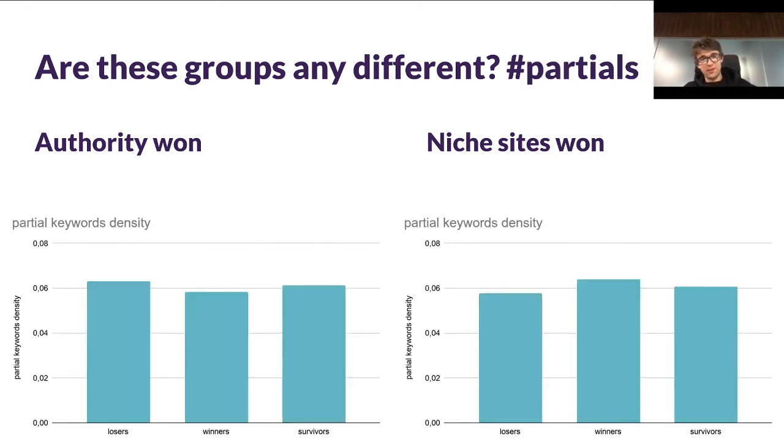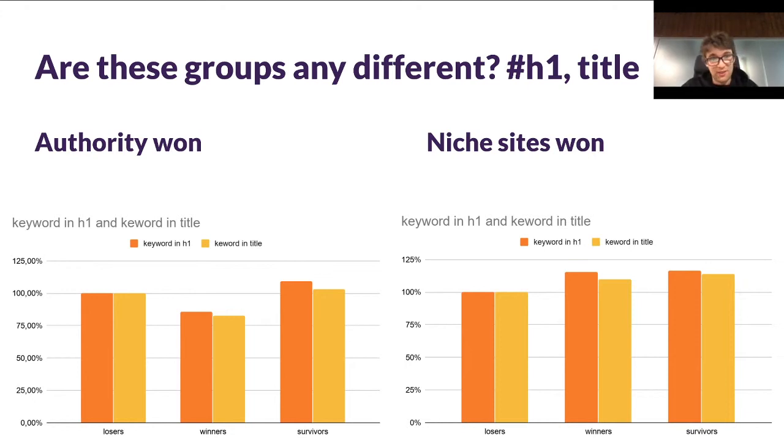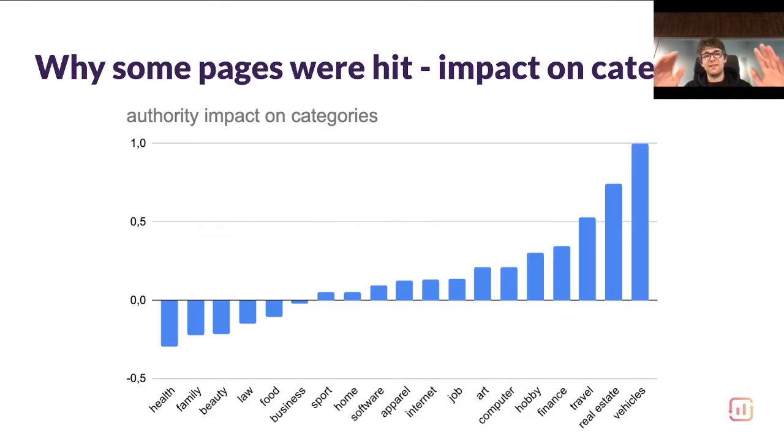And when it comes to partials, it's exactly the same situation. So if niche win, they use more keywords. If authority win, they use less keywords. The same in title. You see again, authority don't have to put that much effort into optimizing the article. So how to survive? Well, it depends on your keyword really, and we will get into it when I move to this chart.